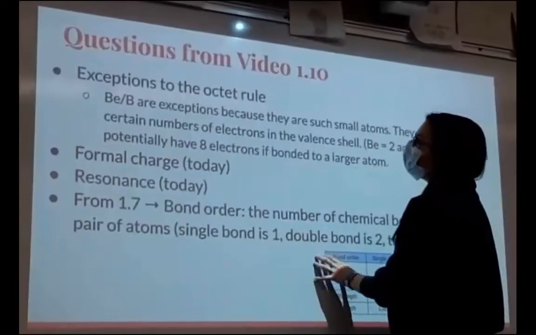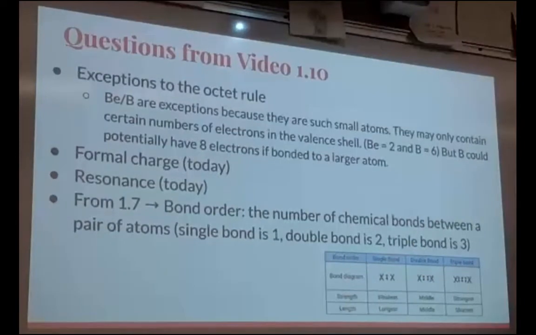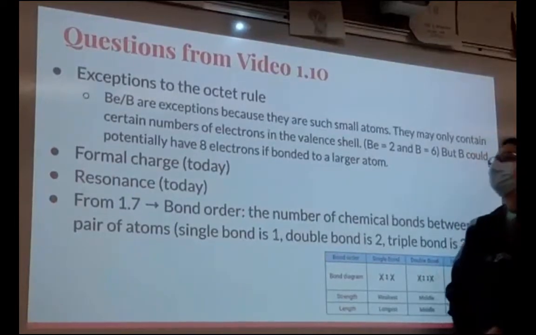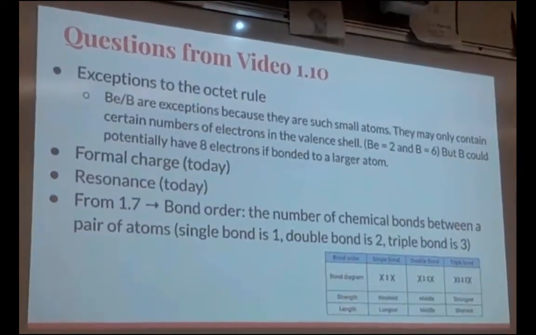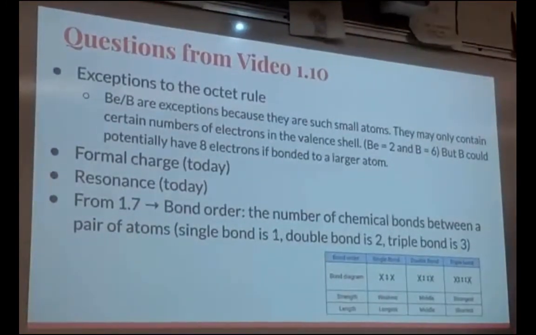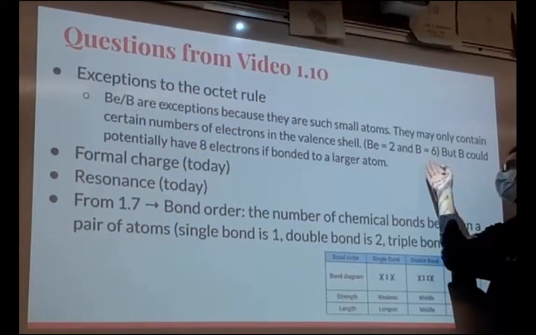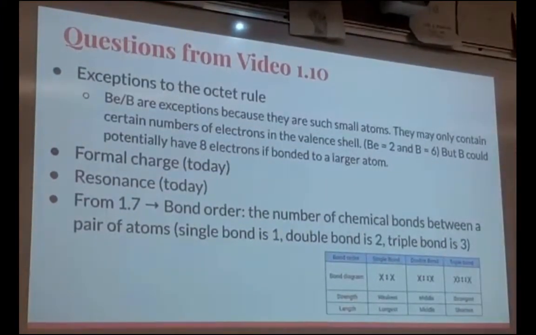So to start, I want to go over just a few questions that people had on last night's video. So the first one was looking at exceptions to the octet rule. So beryllium and boron are exceptions because they are such small atoms. Beryllium only needs 2 electrons, so it also satisfies the duet rule like hydrogen. And boron actually only needs 6 electrons in the valence shell to have a satisfied octet.